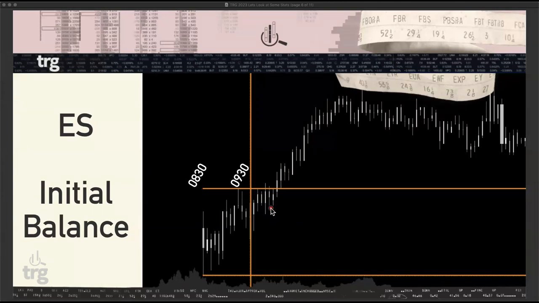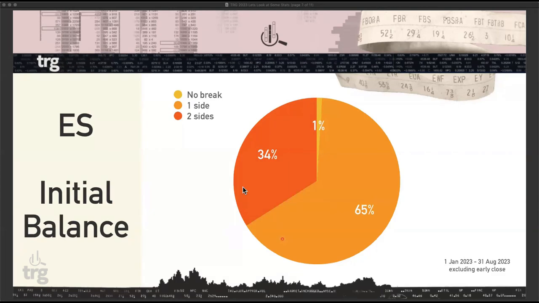Well, we probably should look at the statistics of this first hour's range, shouldn't we? Same period this calendar year, excluding the days that close early. If we look at these trading days, 160-something trading days, other than 1% of days, the range breaks. So 99% of all days, we'll look at this first hour's range and it's going to break.